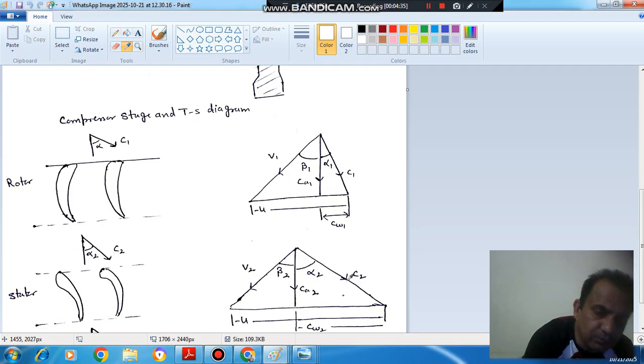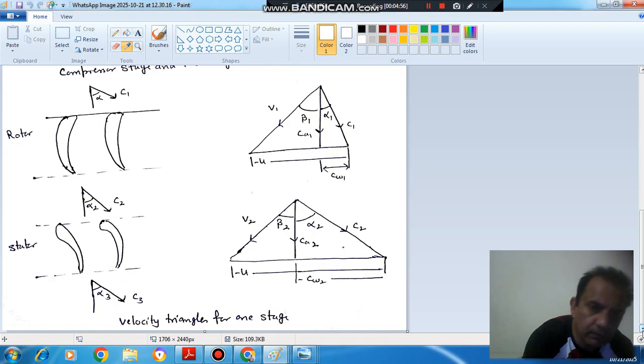So C2 is the absolute velocity at the exit of the rotor, and alpha 2 is the angle which it makes with the axial direction as it leaves, and V2 is the relative velocity. Okay. So these are the velocities.